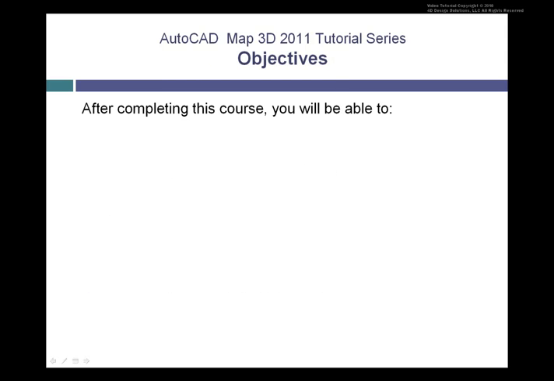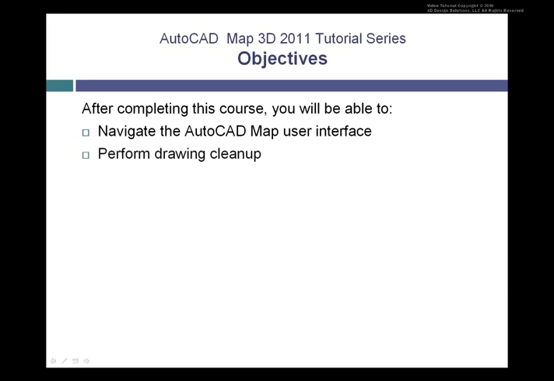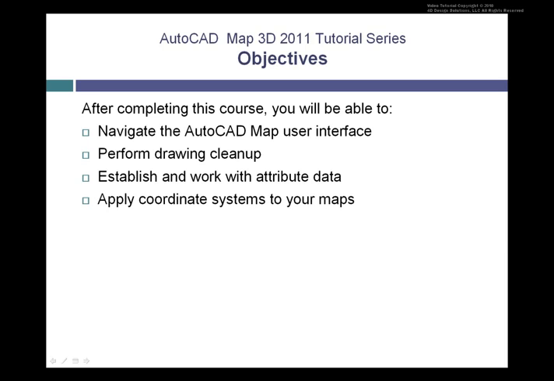And after completing this course, you will be able to do many of the common functions and features within AutoCAD Map 3D. And this will include navigating the AutoCAD Map user interface, performing drawing cleanup, establishing and working with attribute data, and this would include object data as well as external database links, applying coordinate systems to your maps, importing and exporting other GIS file formats such as ArcView shapefiles or SDF files.